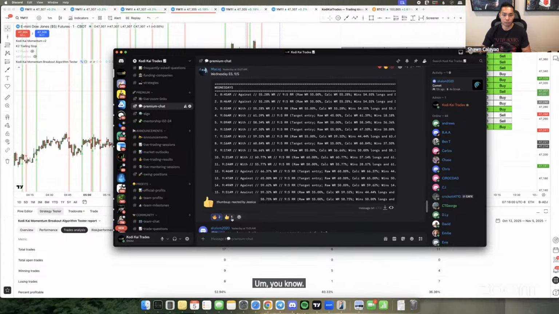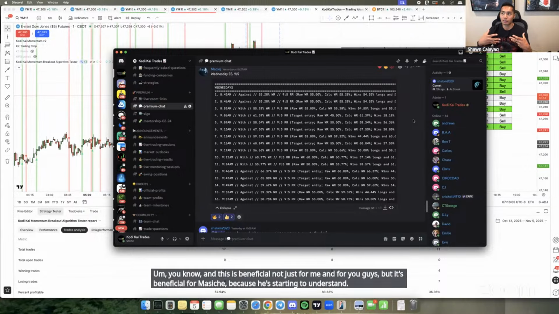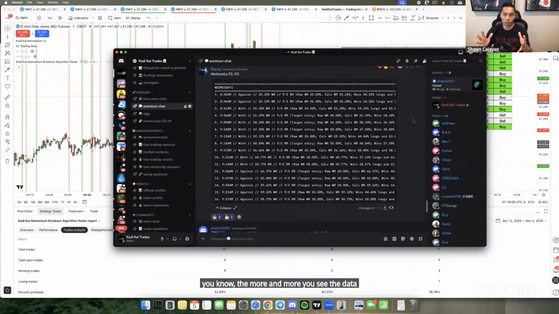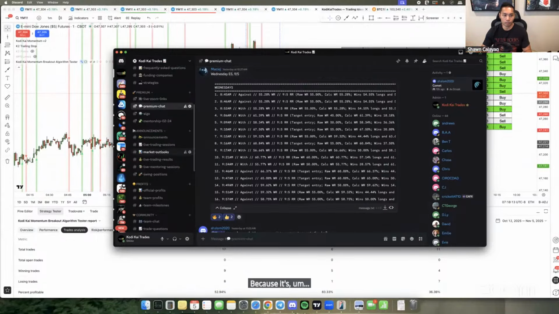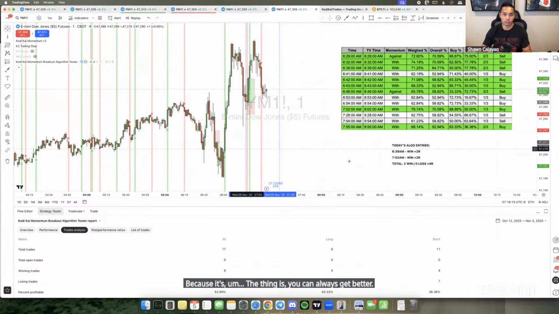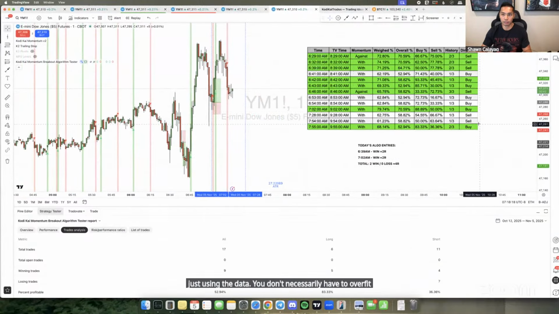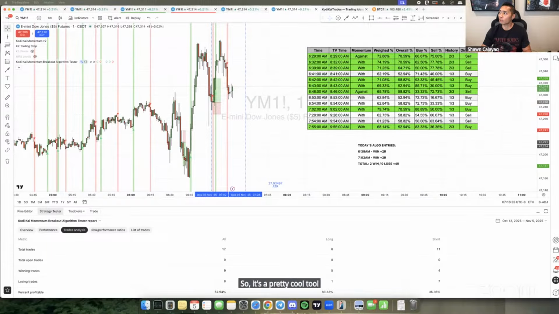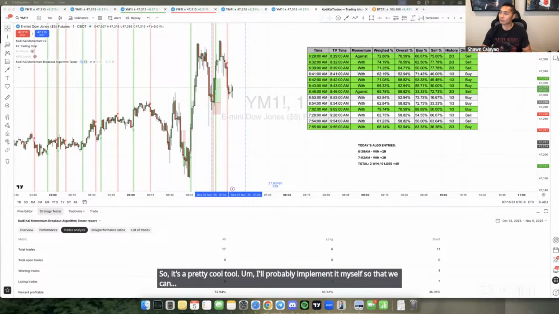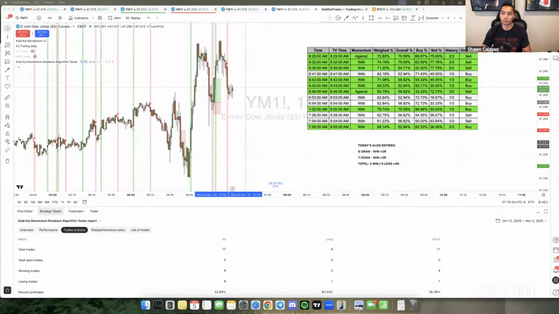And this is beneficial not just for me and for you guys, but it's beneficial for Masih because he's starting to understand. The more and more you see the data, the more and more you can work with it to improve. Because the thing is, you can always get better just using the data. You don't necessarily have to overfit and put more criteria, but there are going to be different ways to analyze the market using the data in front of you. So it's a pretty cool tool. I'll probably implement it myself so that we can make it better, of course.